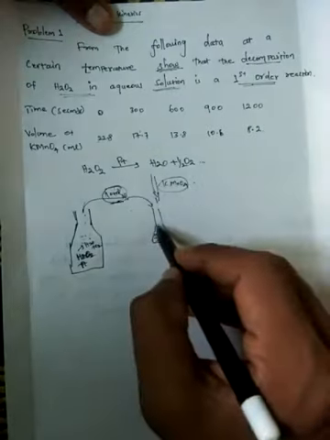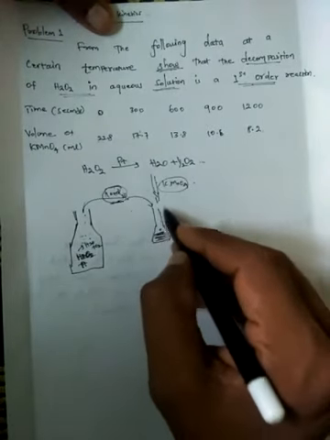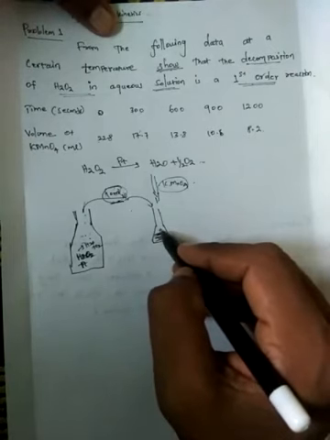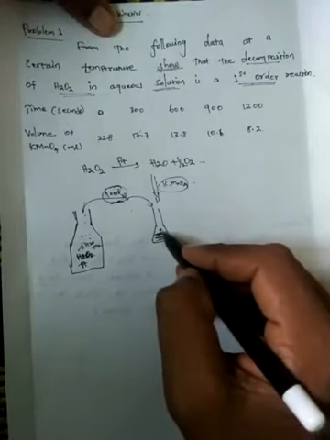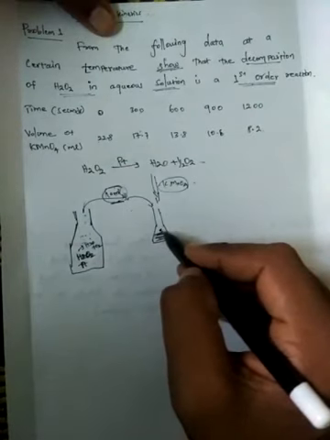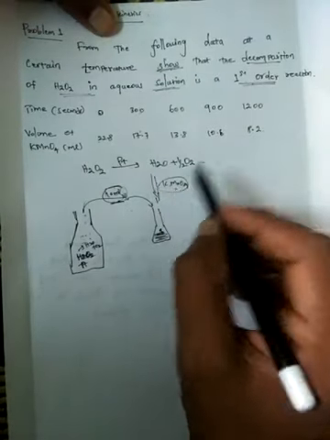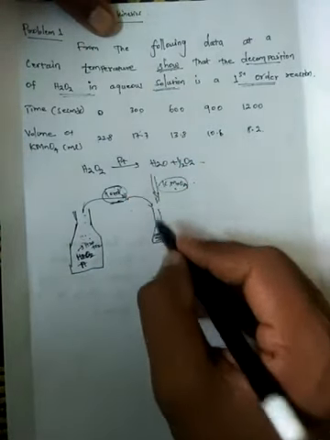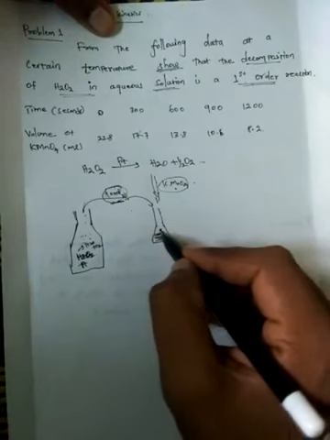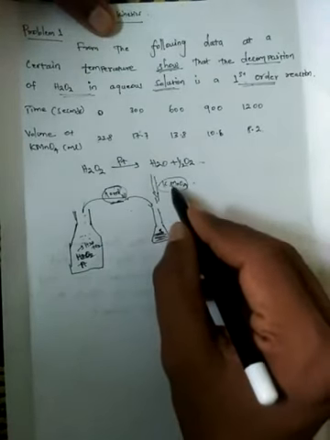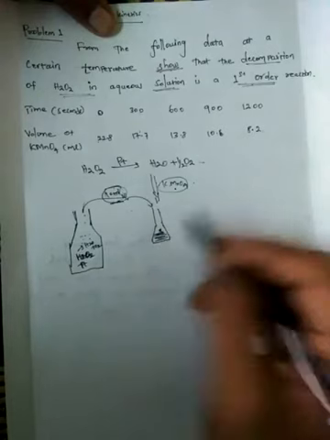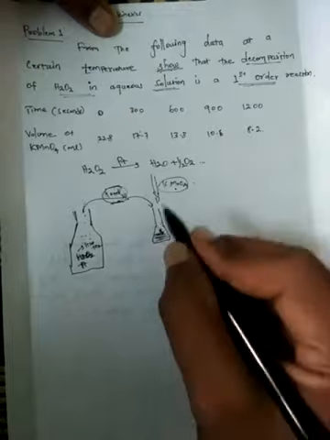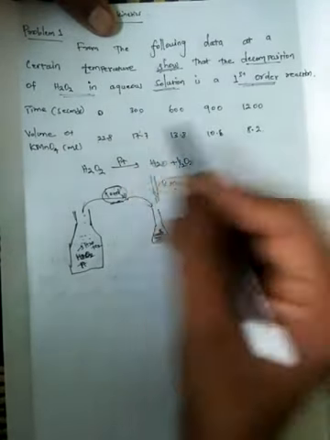Then at 300 seconds, again you are taking out 10 ml of the reaction mixture, transferring into a conical flask. Then you have to stop the reaction by adding ice or some other method, arresting the reaction, and then you are titrating with KMnO4. Here the KMnO4 volume consumed to react with all the molecules of hydrogen peroxide taken in the conical flask is 17.7 ml.